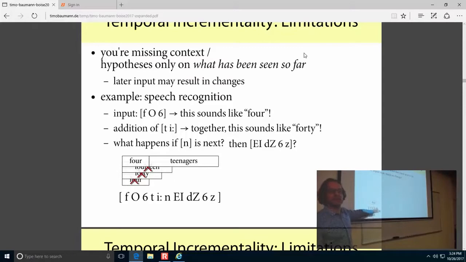This is SAMPA. It's kind of like the International Phonetic Alphabet for computers. So this indicates 4, and then I get more input. So at this point I'll think, oh, this sounds like 4. Then I get some more input, like T, and what's that going to mean? It sounds like 40, right? Together that sounds like 40. Now we get more input. What should we think? Yeah, probably 14. And what happens when we add that?